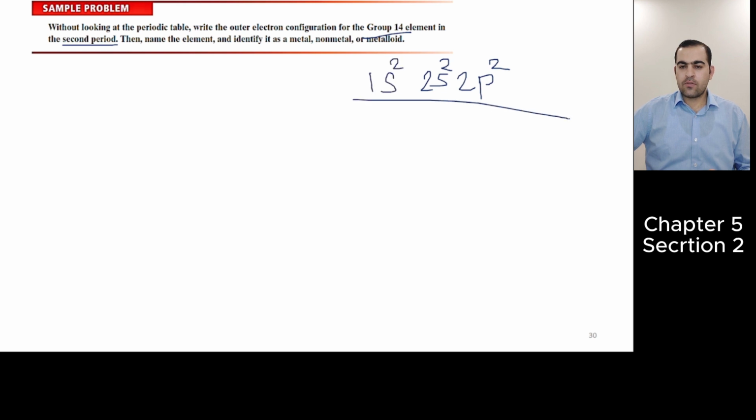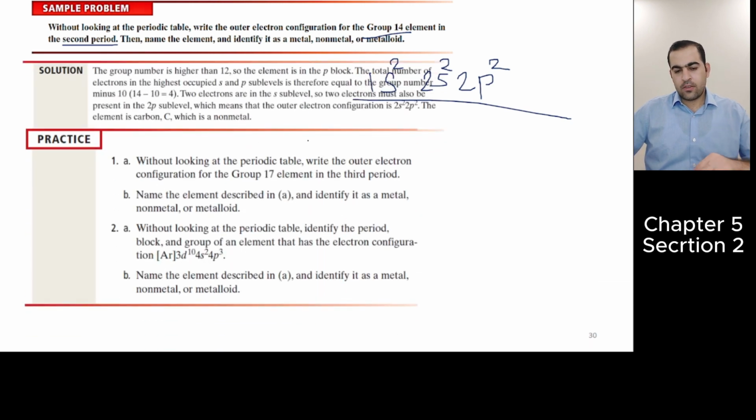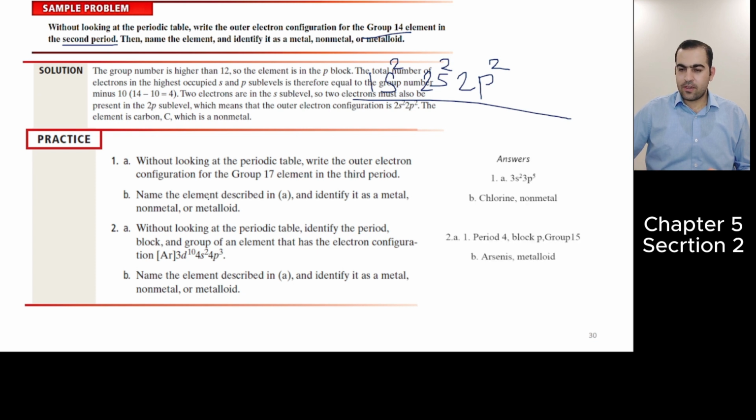Write the whole electron configuration, 1s2, 2s2, 2p2. Okay? Others also, don't forget to do it by yourself. These are the answers. But sometimes, look at this element. It says, name the element. You need to look at the periodic table.